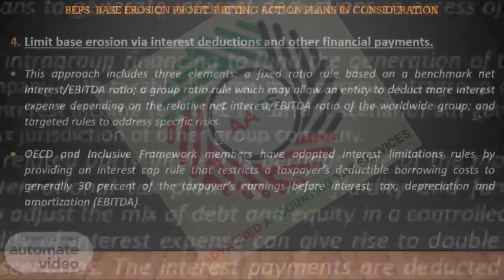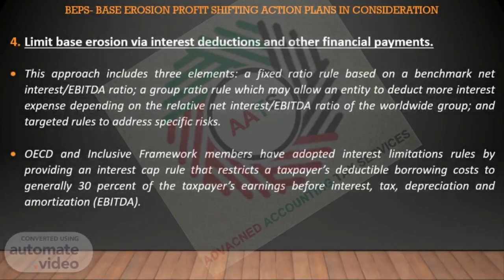This approach includes 3 elements. A fixed ratio rule based on a benchmark net interest to EBITDA ratio. A group ratio rule which may allow an entity to deduct more interest expense depending on the relative net interest to EBITDA ratio of the worldwide group. And targeted rules to address specific risks.